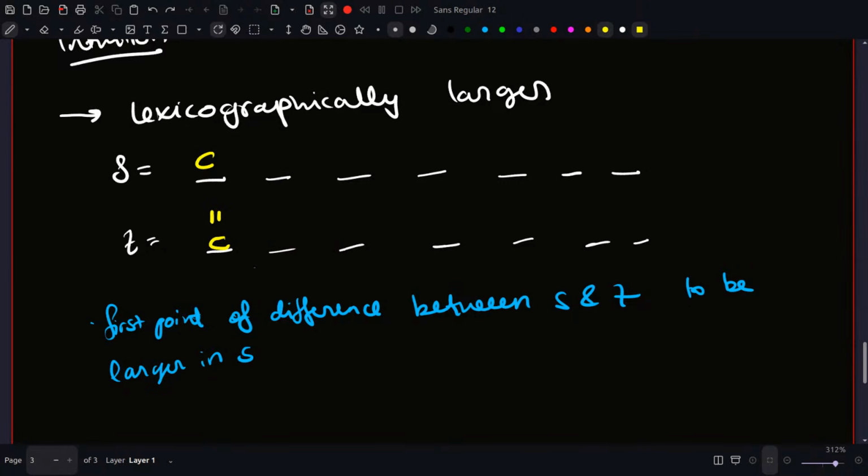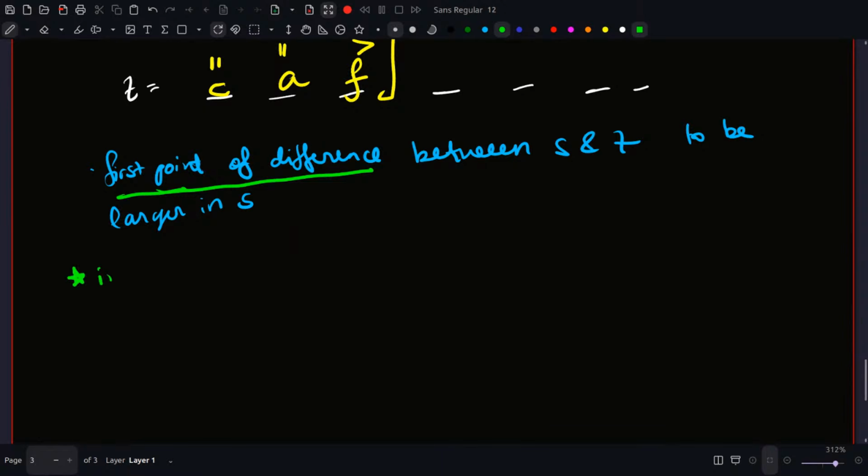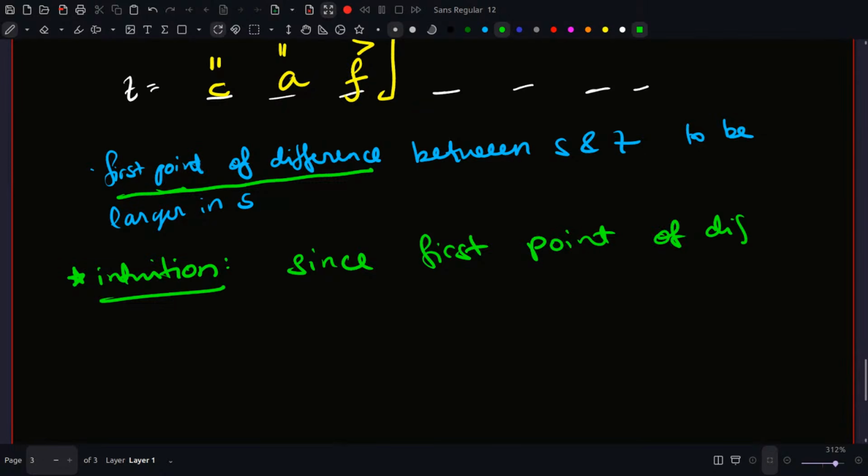Or let's say it matches here also. Then if we have a larger character, we can say that it is now lexicographically larger. And since only the first point of difference matters, we can already have one intuition: since the first point of difference matters.